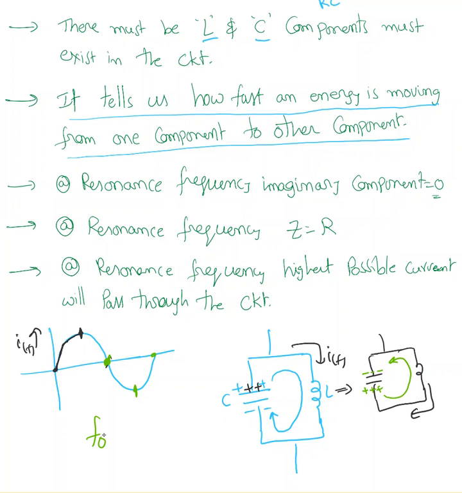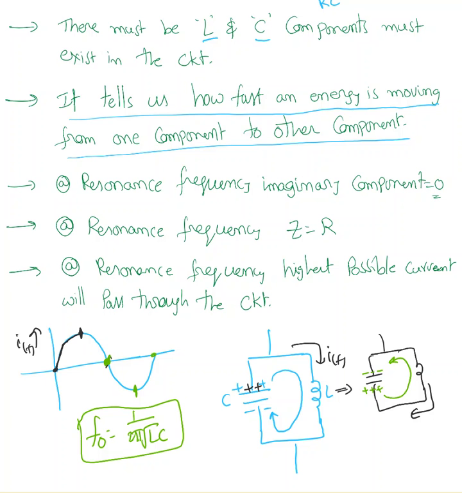So F0 for the LC circuit is 1 over 2 pi square root of LC. I'm not going to derive this for the LC circuit; this is from your physics class. We're going to talk about how to find the resonant frequency for RLC series circuits, parallel circuits, and series-parallel combined circuits.